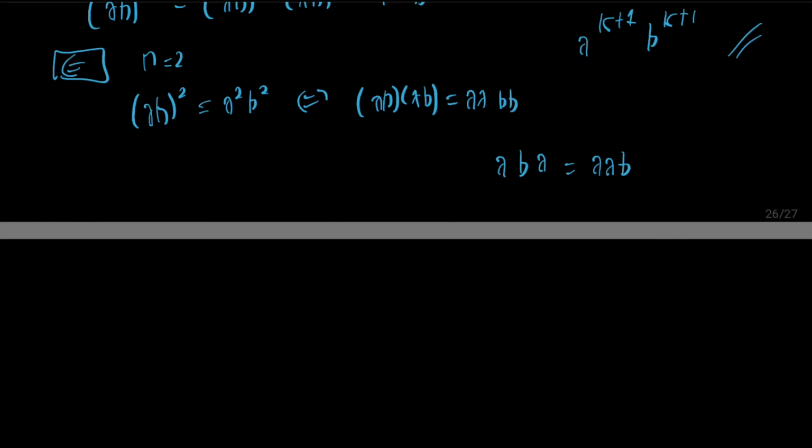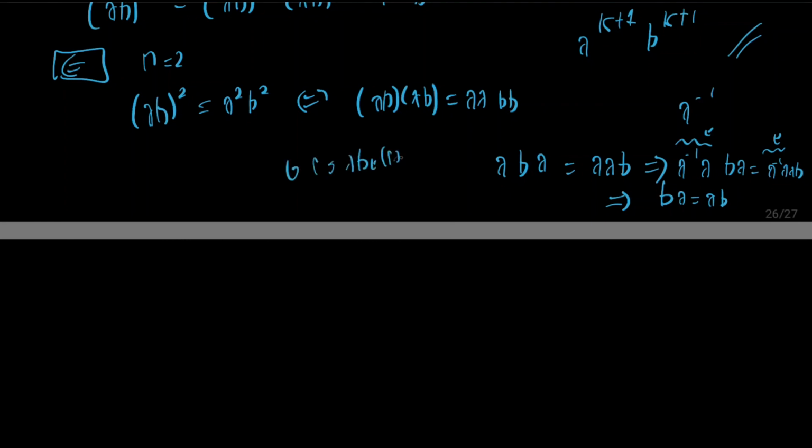Now multiplying everything by a^(-1) on the left, similarly, yields a^(-1) a b a is equal to a^(-1) a a b. But this, again, regrouping these things together, since they are equal to the identity, just yields ba is equal to ab. In other words, G is abelian. And so we have concluded our proof.